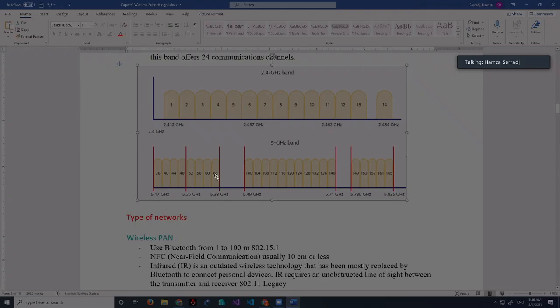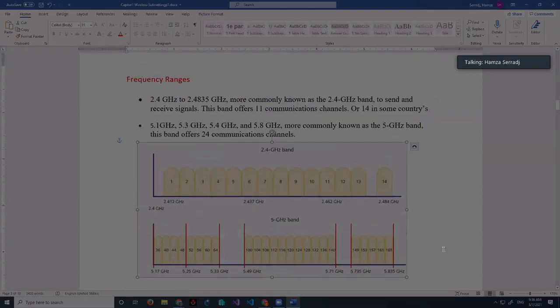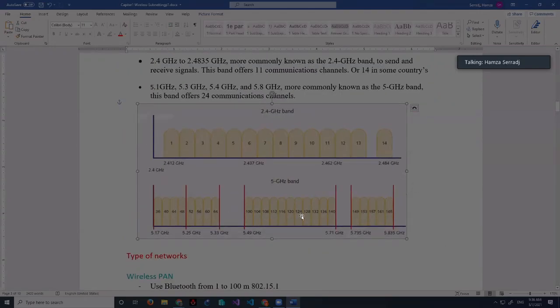In this one we have 24 channels here. If you're going to count them, you're going to find 24. Here it is, a band of 24 communication channels. In the 5 gigahertz band, we have 24 channels. And you see the length of the wave is much shorter. We have a higher frequency here, right? So more power, more energy, but less distance.